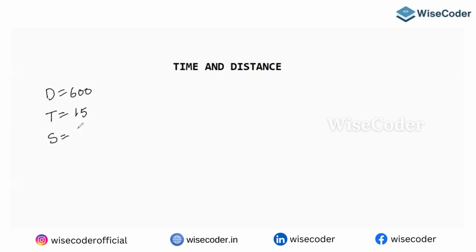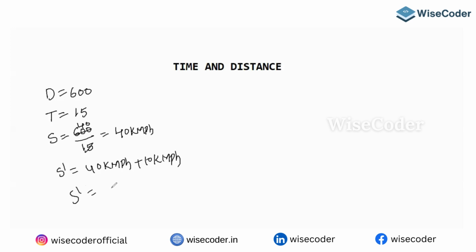So what is the speed initially? Speed formula, distance by time. So 600 by 15. 15 ones are 15, 15 fours are 60 and a 0. So initially it's 60 kilometer per hour. What is the new speed? If it's going with an extra 10, then the new speed is going to be 70 kilometer per hour.